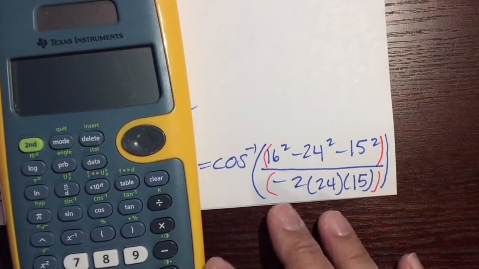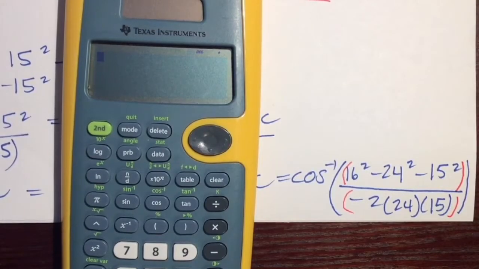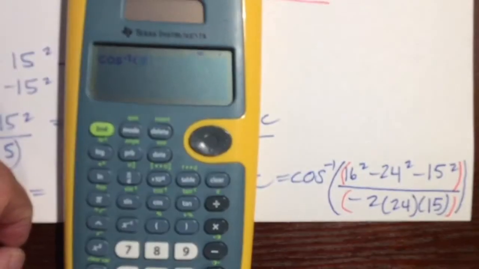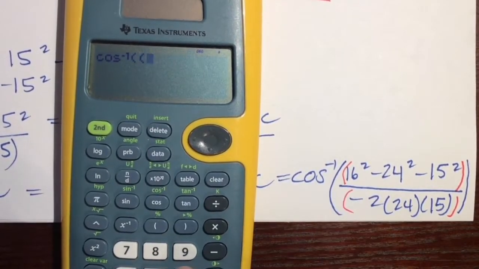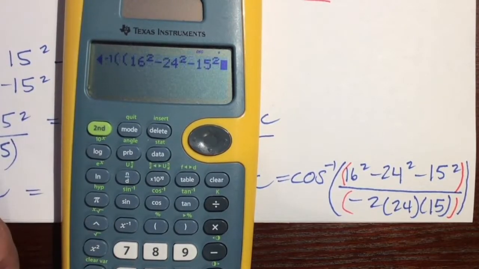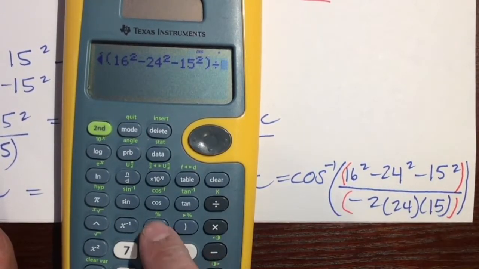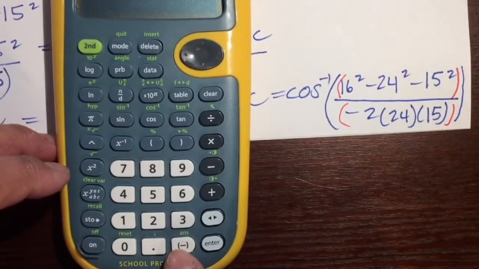Okay, and all we have to do with one of these calculators, these are the greatest things, because it does everything for us. We don't have to do separate steps. We can just type it in as we see it. So, second, cosine. And remember, make sure that your calculator is in degrees. And then we're going to put that extra parentheses there and type in 16 squared minus 24 squared minus 15 squared. Close parentheses, and then divide. And then we're going to divide this entire thing. Open parentheses. If you have a negative, use that negative.